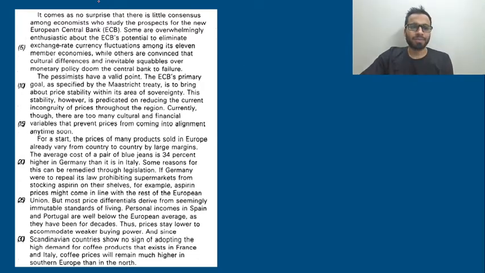And I'll read it along. It comes as no surprise that there is little consensus among economists who study the prospects for the new European Central Bank, ECB. Some are overwhelmingly enthusiastic about the ECB's potential to eliminate exchange rate currency fluctuations among its 11 member economies, while others are convinced that cultural differences and inevitable squabbles over monetary policy doom the central bank to failure.